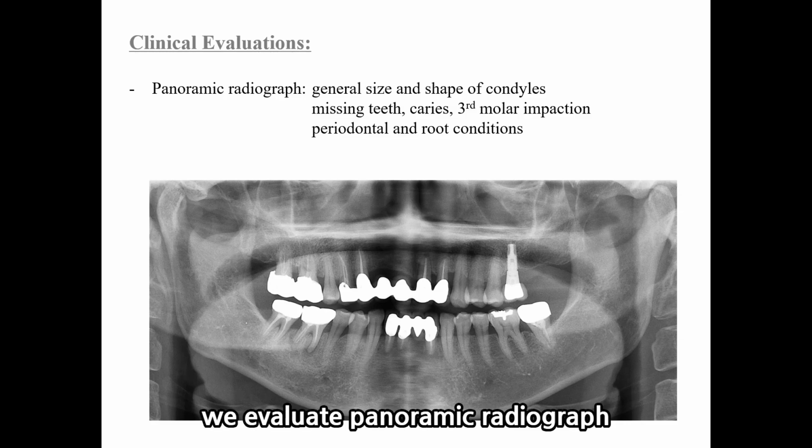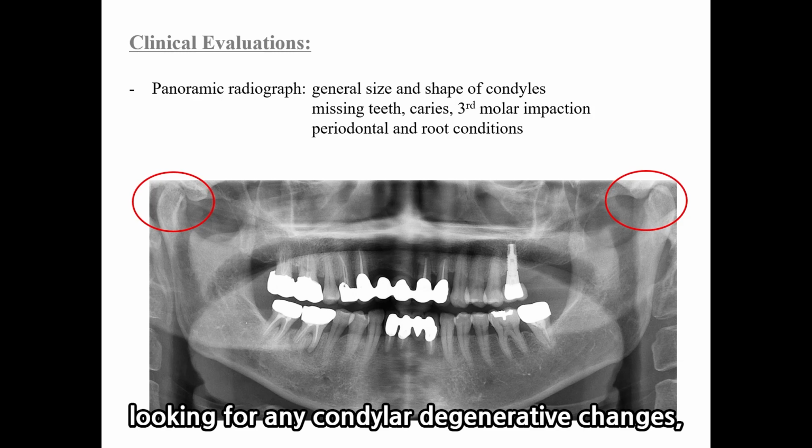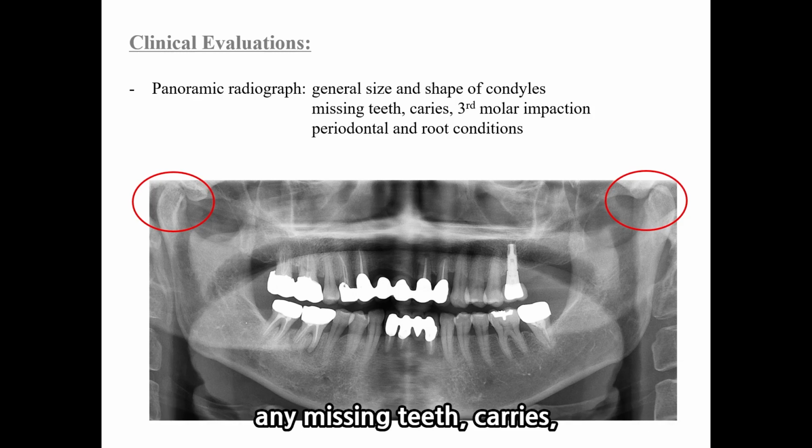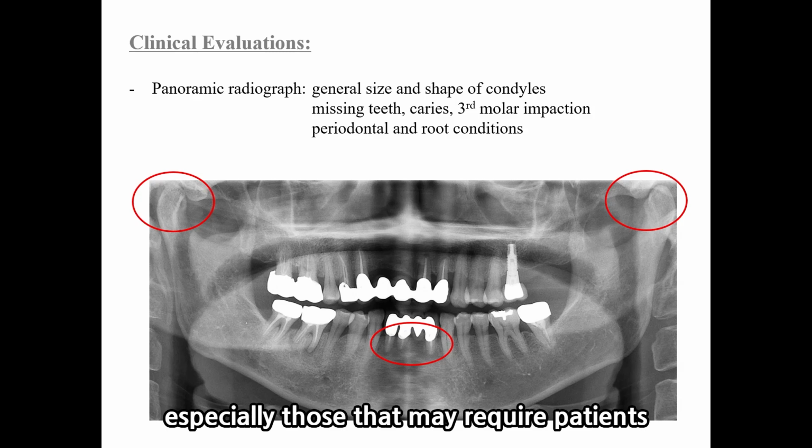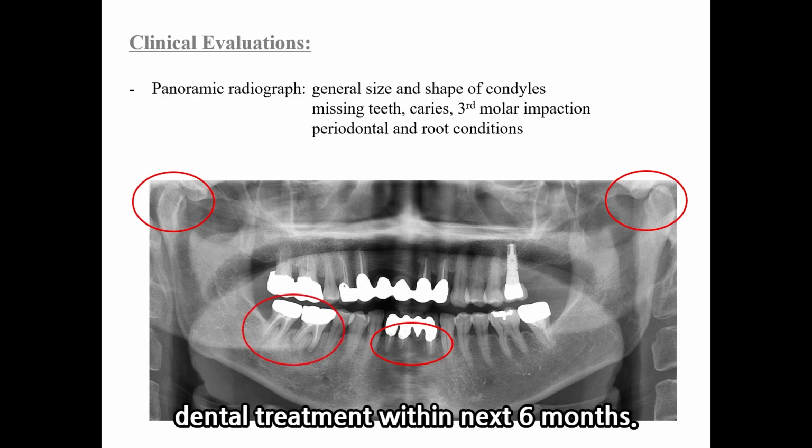Then next, we evaluate panoramic radiograph, looking for any condylar degenerative changes, any missing teeth, caries, impaction, periapical pathology, especially those that may require patients' dental treatment within the next 6 months.